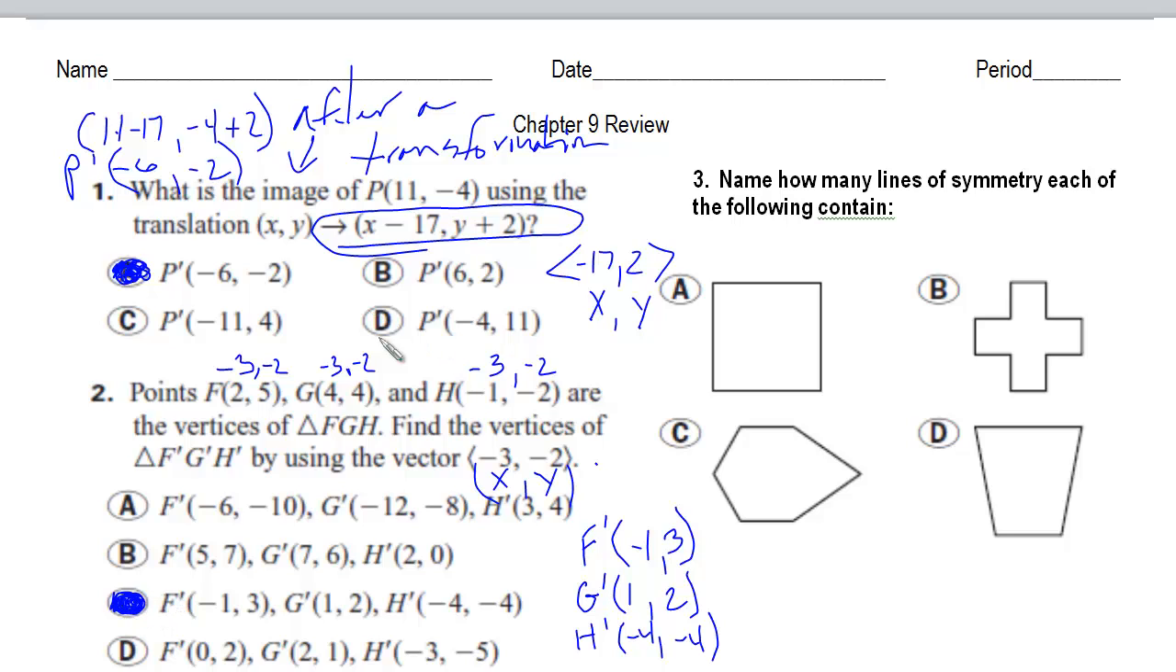Worst case scenario, I could always graph these on a grid, make a little graph, plot my X and Y, plot the coordinates, and then move it by these values and find where the new values are.